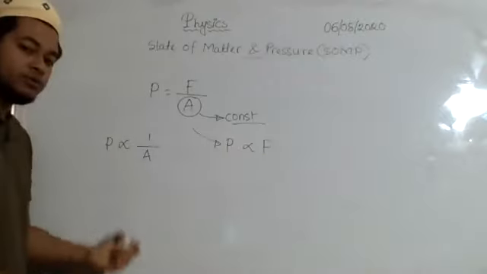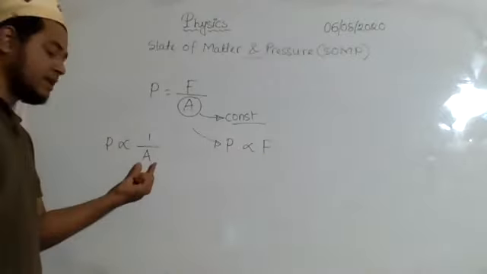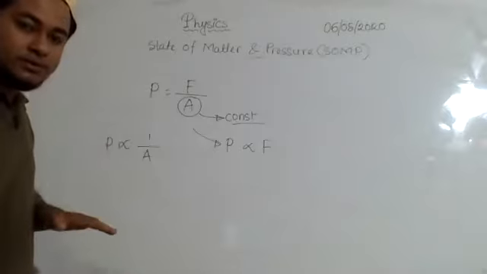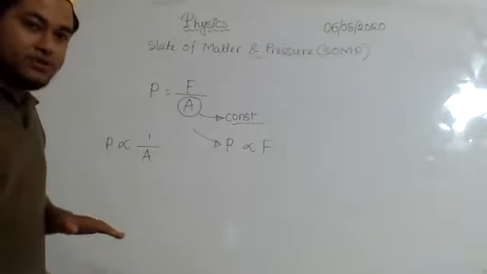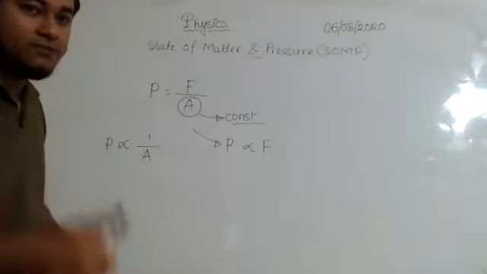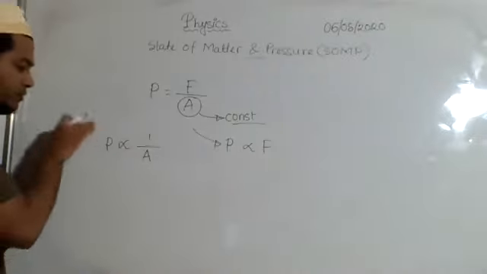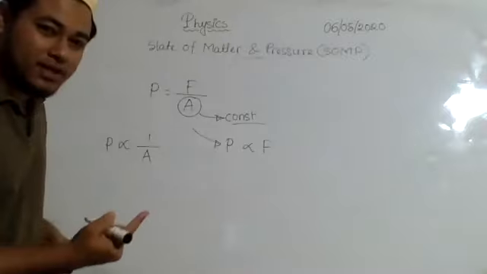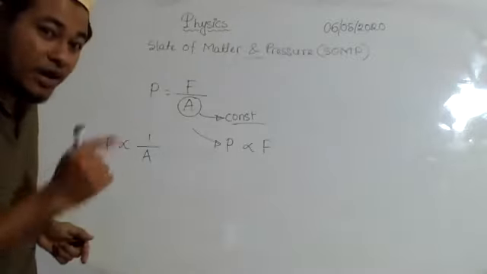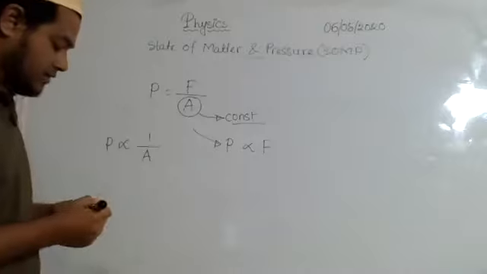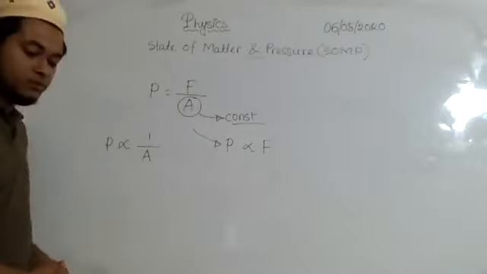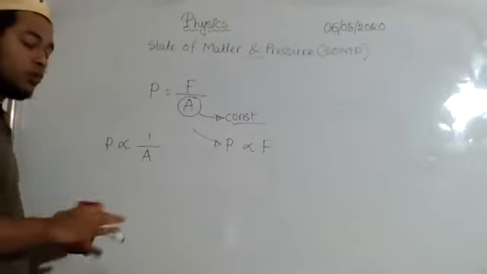Now let us think about this. If I double the area, the pressure will be decreased. Half. Very good. If I double the area, the pressure will be half. If I triple the area, the pressure will be one third. Right. So you understand, right? Very good. Excellent. This is a common type of MCQ.